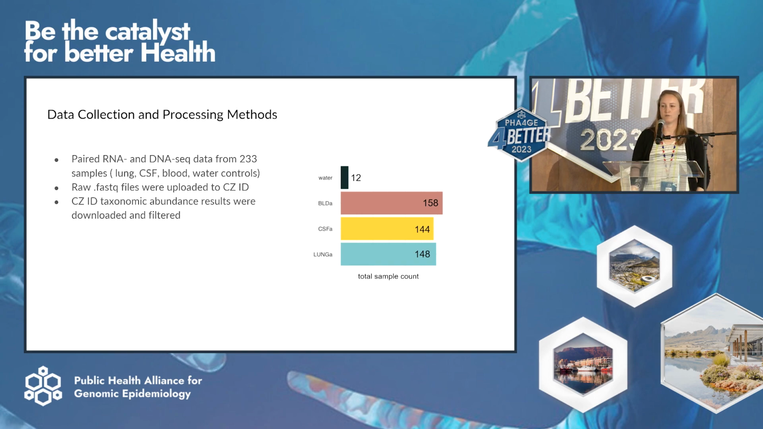So those raw FASTQ files were then uploaded to CZID, and the taxonomic abundance results were analyzed, as I'll show in the next few slides.